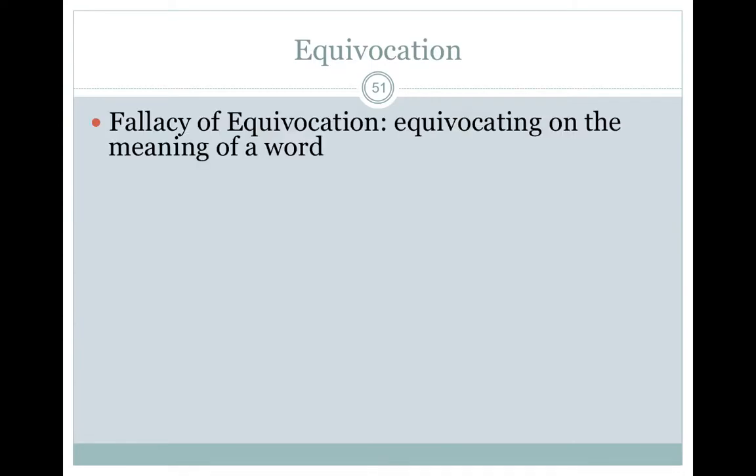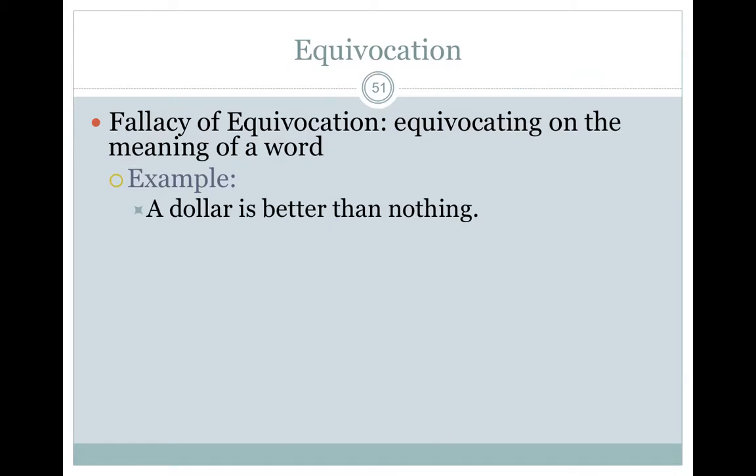Here's one that's sort of interesting, a little bit more complicated, the fallacy of equivocation. This is where we equivocate on the meaning of a word, or we use a word in two different ways, and that leads us to believe something false. So here's the kind of textbook popular example.